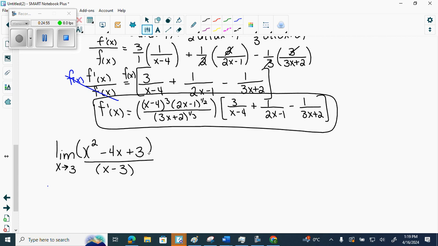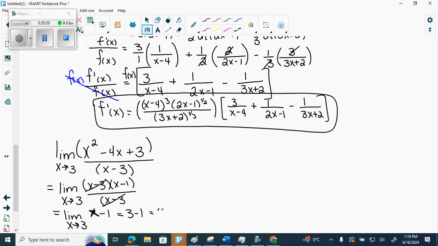So, I would have to factor the top. And I would get (x minus 3)(x minus 1) over x minus 3. These cancel, and then I'm left with the limit as x goes to 3 of x minus 1. And the moment I plug it in, what happens? The limit goes away. So my answer is 2. Now, what does that mean?